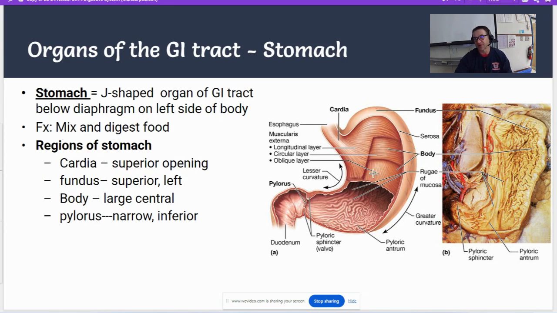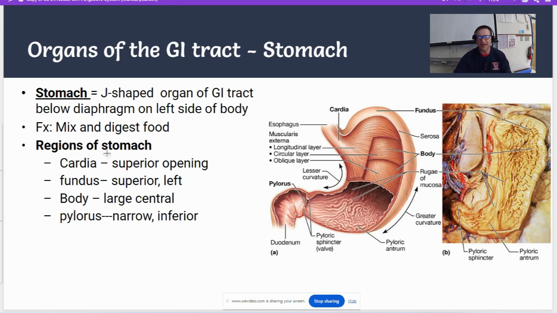So food's going to stay in here for a while. It can get up to even over 2 hours. And its main function is to help break down proteins, because the hydrochloric acid in the stomach denatures the proteins. It changes their shape. It kind of opens them up. And now they're more easily able to be broken down into their amino acids.